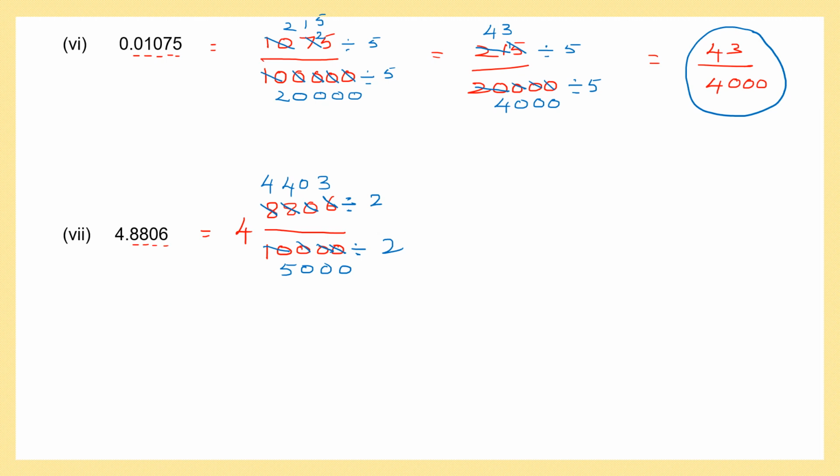So what do we have now? We have 4,403 by 5,000. Now this cannot be reduced further. So this is my final answer.